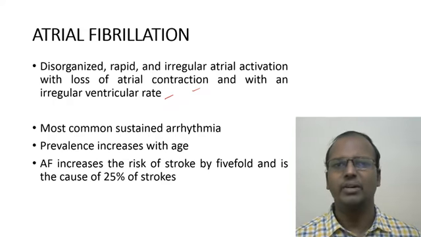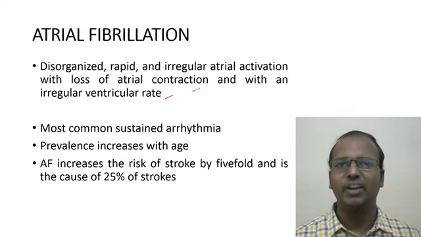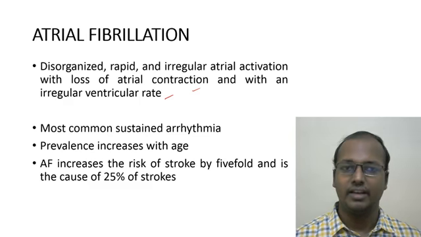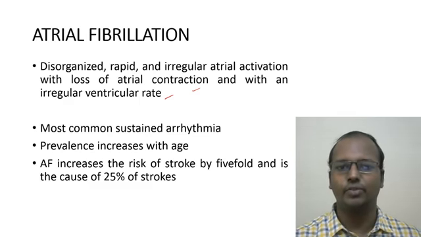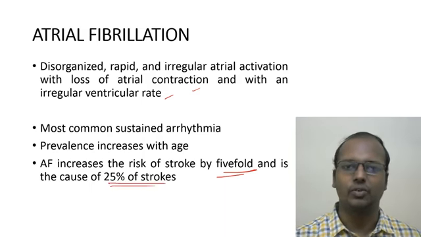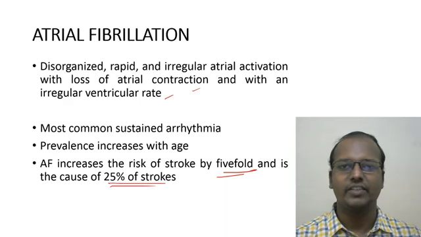Basically, it is the most common sustained arrhythmia. Its prevalence increases with age and AF increases the risk of stroke by 5-fold. That is the most dangerous thing. That's why we are very much concerned about this rhythm, atrial fibrillation. It increases the risk of stroke by 5-fold and is the cause of around 25% of the strokes. Okay, that is the significance of atrial fibrillation.